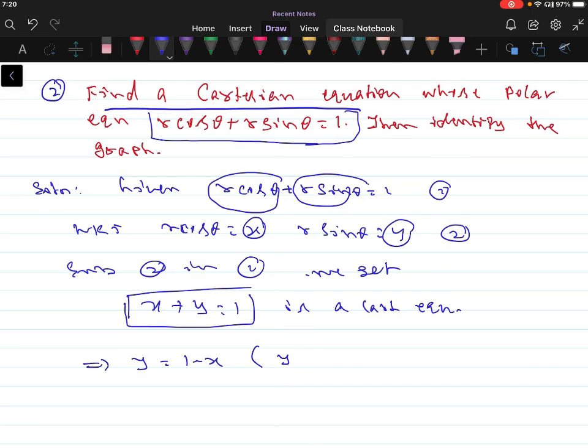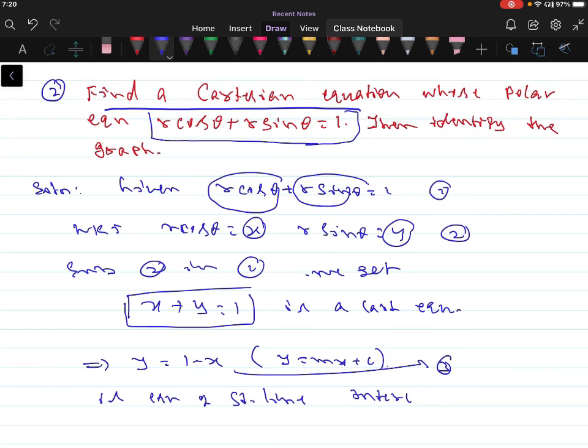So this is of the form y is equal to mx plus c. So this equation 3 is an equation of a straight line with intercepts at 0 comma 1 and 1 comma 0, with the slope m is equal to minus 1. The x coefficient is m, where the x coefficient is minus 1 here. Slope m is equal to minus 1.